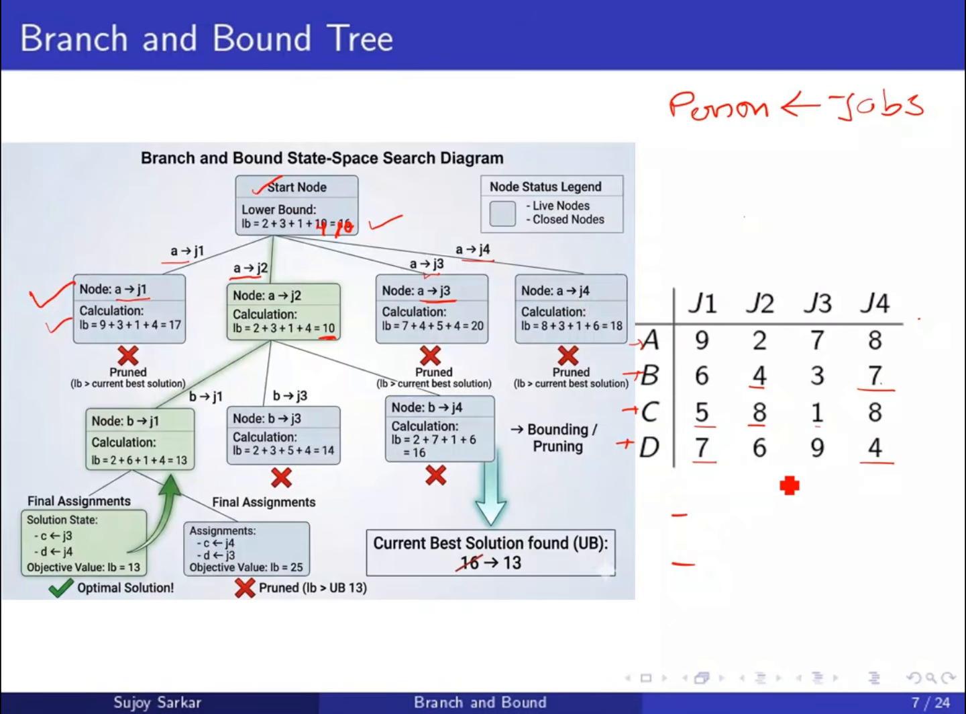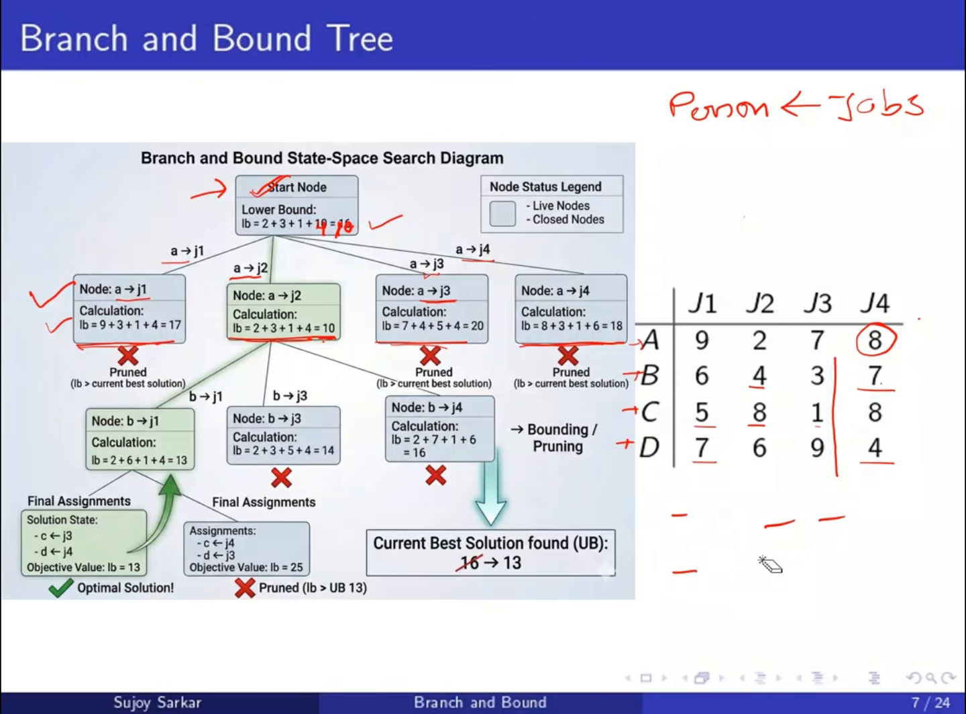And third option, A is assigned job 4. So it will cost 8. And then we can take the minimum here, that is 3 plus 1 plus 6. Total will be 18. So right now this node will be dead or closed, and we have 4 live nodes. Closed nodes or dead nodes means the children are already generated. Live nodes means for these nodes children are still not generated.